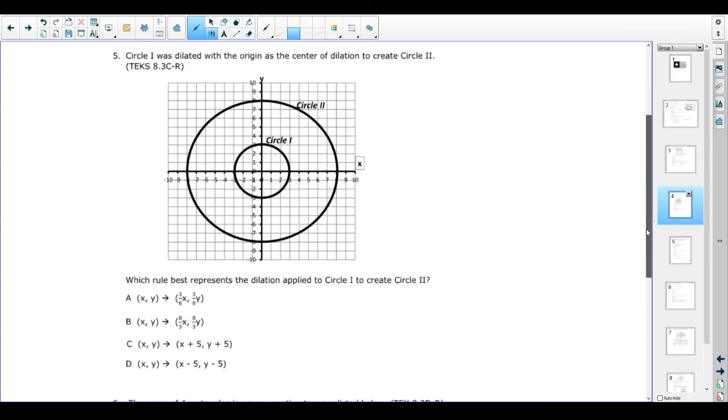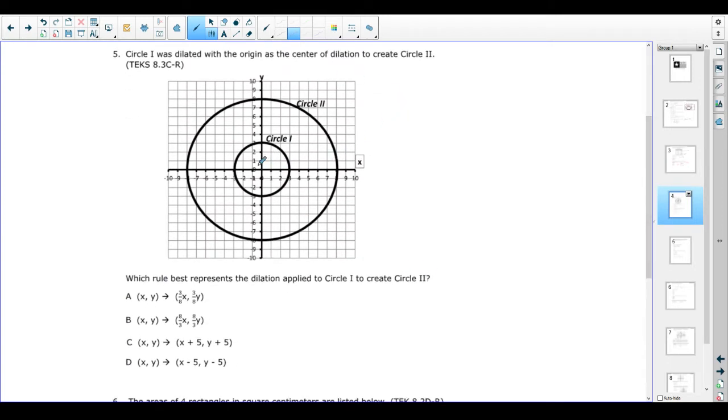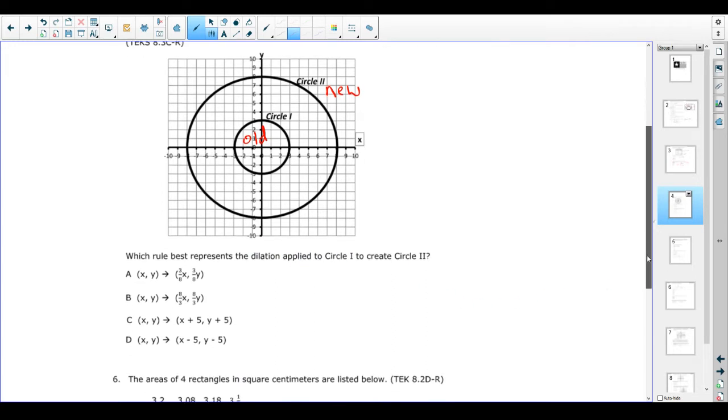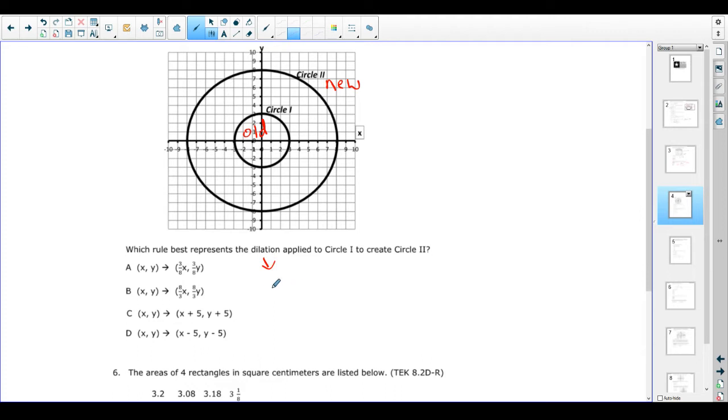Let's see, number 5. Circle 1 was dilated to create circle 2. So this is the old. This is the new, original and new. Which rule represents the dilation to create that? So 2 things here. 1, dilation means multiply. I'm going to keep writing this down. So hopefully at some point you'll remember. Which means our rule has to involve multiplying, which means it cannot be C or D. If you pick C or D, you were not paying attention, and it makes me sad. Okay?